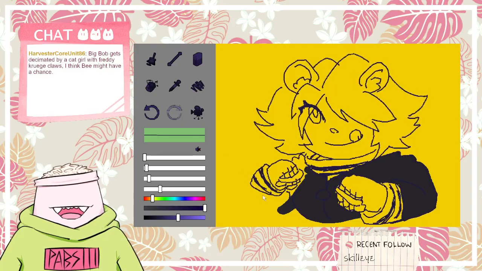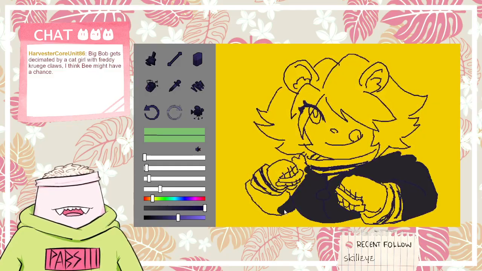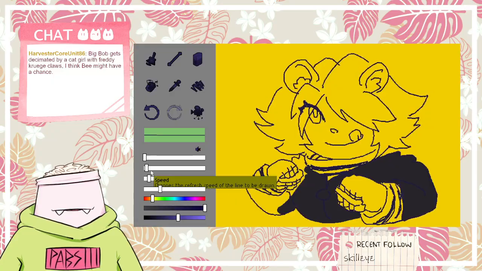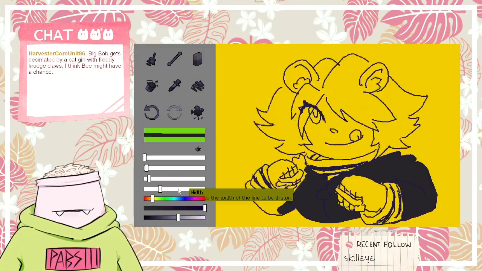Big Bob gets decimated by a cat girl with Freddy Krueger claws. I think B might have a chance. The cat girl with Freddy Krueger claws. Oh wait, is that a Phantom? I think it might be Phantom. I don't remember a lot of the operators. There's a lot of operators, so I don't remember every single one of them.